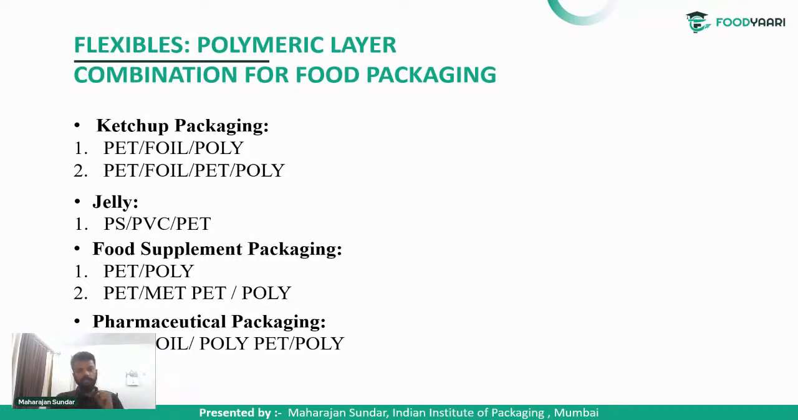And jelly, it is a thermoformed plastic which has three layers. That is PET, which can be used for printing purpose or outer barrier. And PVC acts as the core. It gives a good shape to the jelly, that cubical formation. And polystyrene acts as the inner layer.